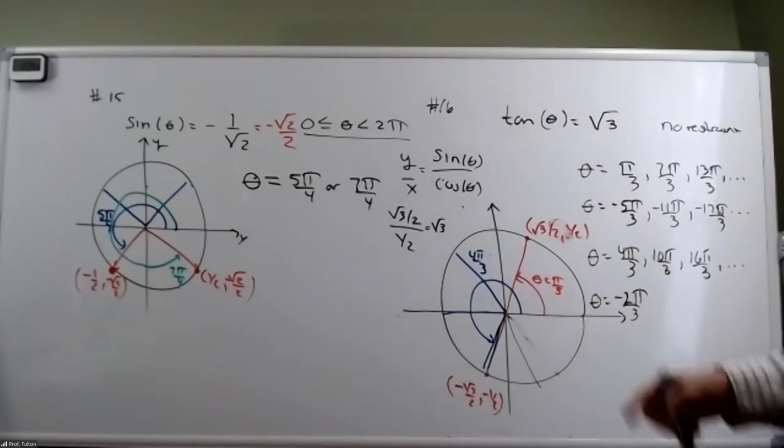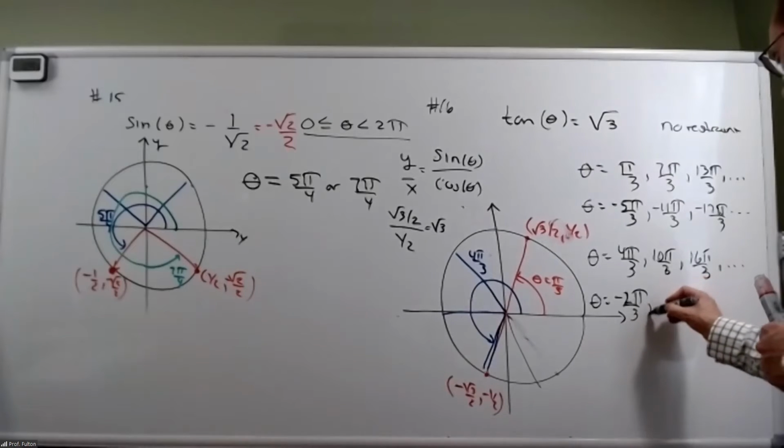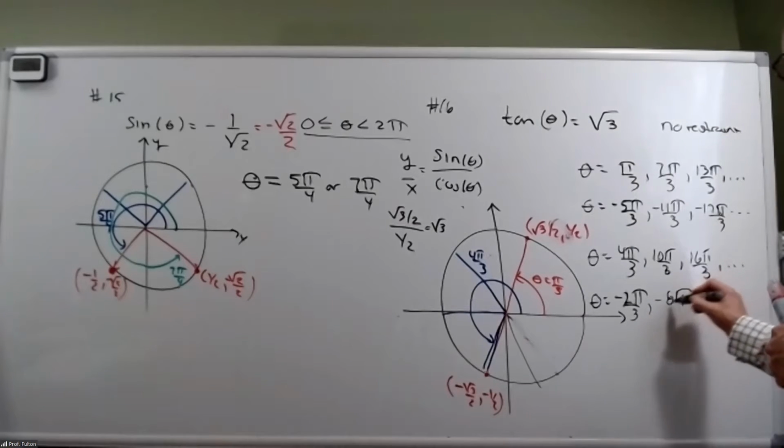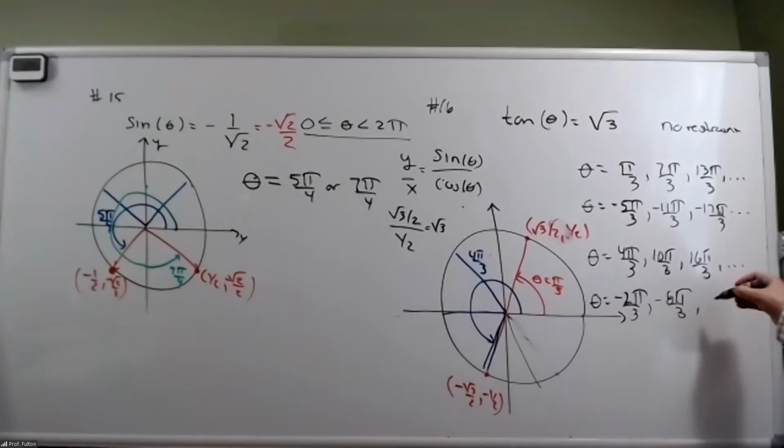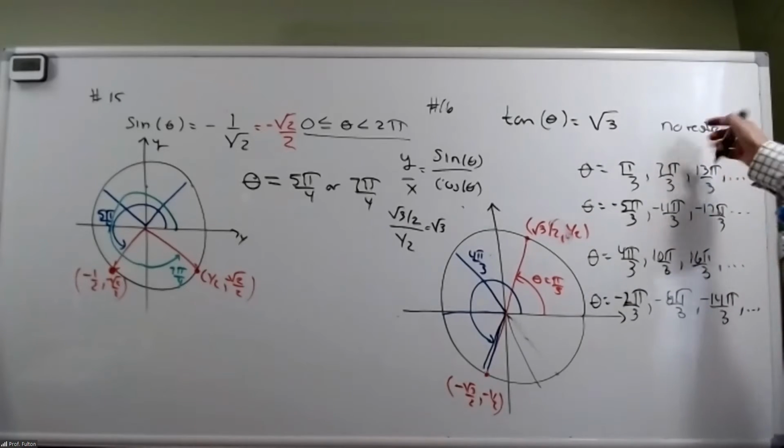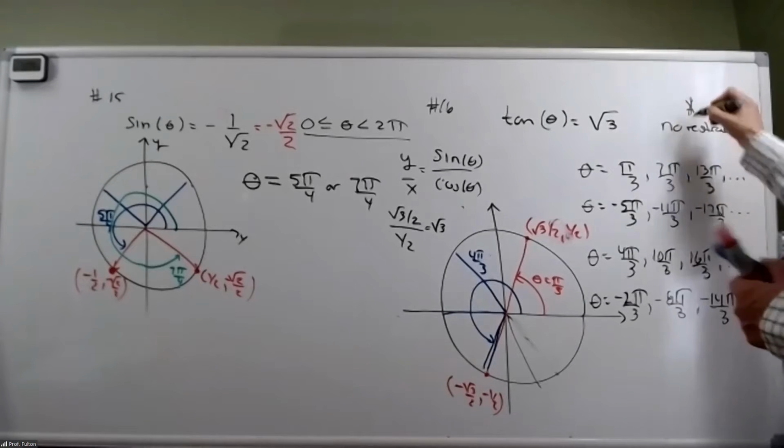And then I'm going to subtract 6 pi over 3 from that. So minus 8 pi over 3, minus another 6, minus 14 pi over 3, etc. Complicated. Lots of different things going on there. So without that restriction, that opens up a whole can of worms.